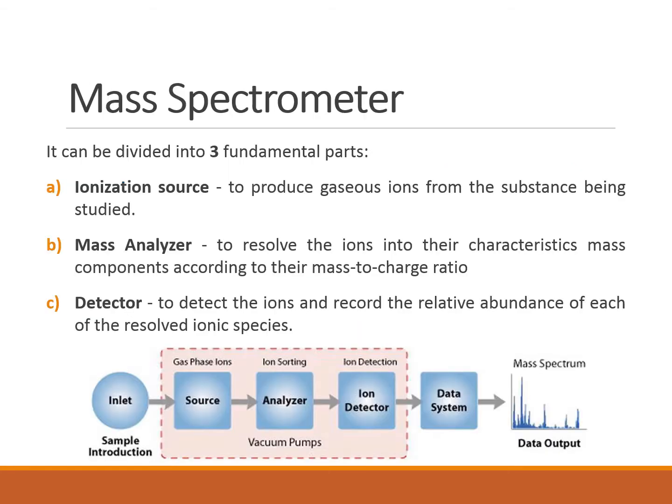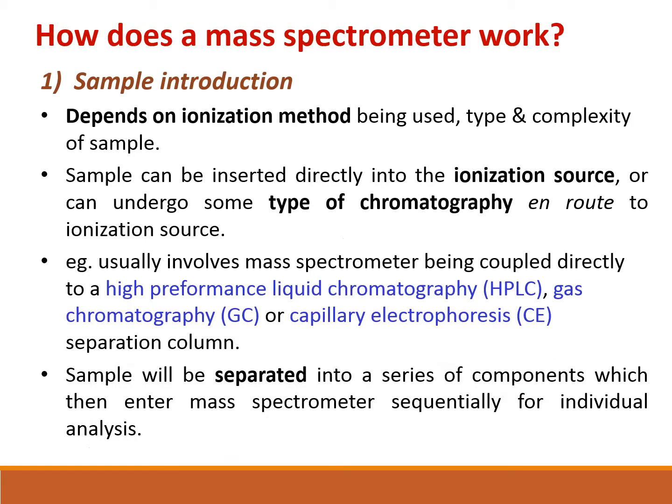As a recap, the mass spectrometer is divided into three fundamental parts: the ionization source, the mass analyzer, and the detector. So in this chapter 7 part 2, we will look at 6 ionization sources, 6 mass analyzers, and 3 detectors. How does a mass spectrometer work?